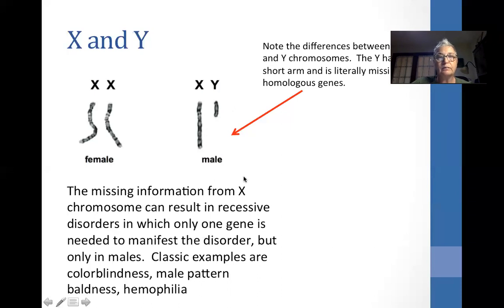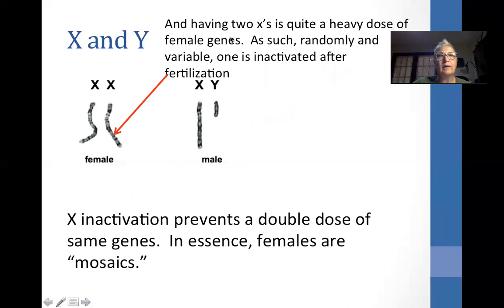So we'll leave that. You should also notice that having 2 X's, as I've been talking about this thing called X inactivation, it's quite a heavy dose of female genes. Because of that, randomly and variably, 1 is inactivated sometime after fertilization. It's not immediate. So you get the egg, the 2 X's join, and there's an embryo that starts to form by cell division. At this point, now we're doing mitosis.